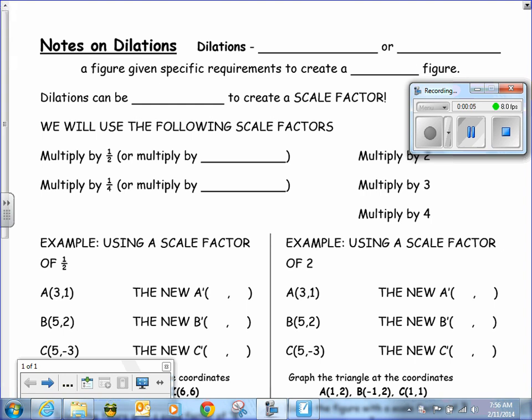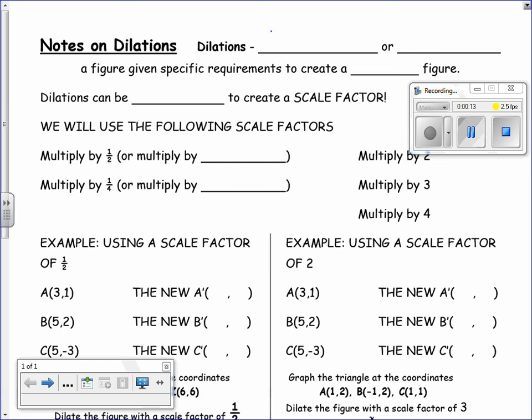Okay, today what we're going to talk about are dilations. Dilations increase or decrease the size of a figure given specific requirements to create a similar figure. Okay, so remember when we had our larger triangle and our smaller triangle with the exact same angles, those were our similar figures. Well, dilations basically do the exact same thing.